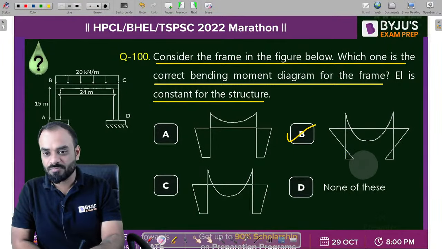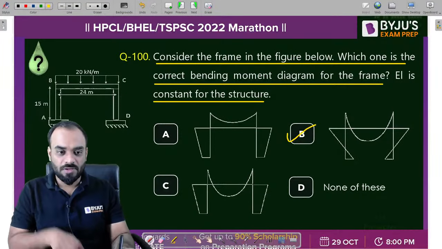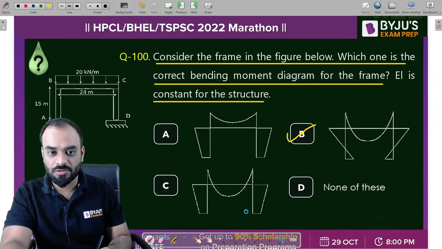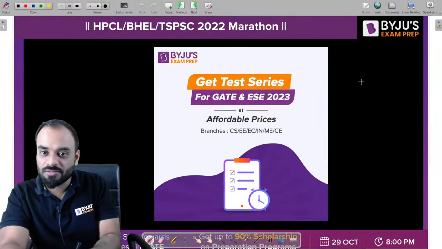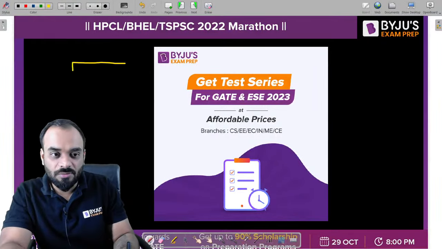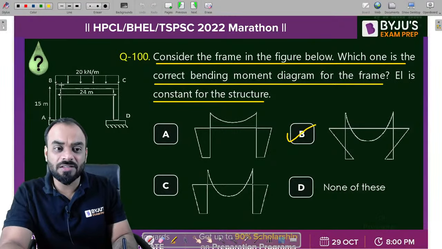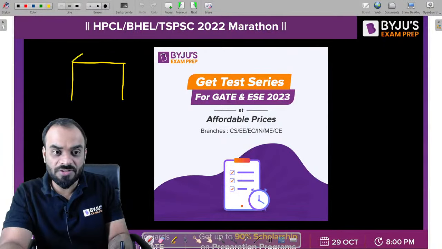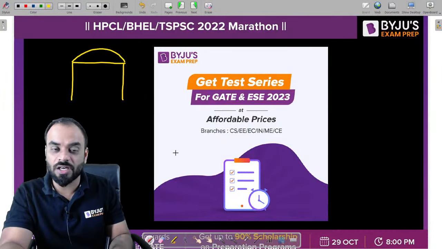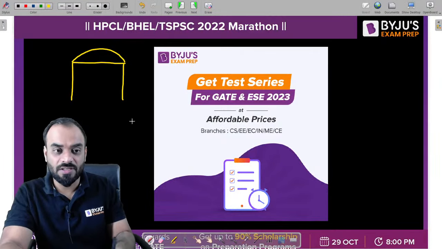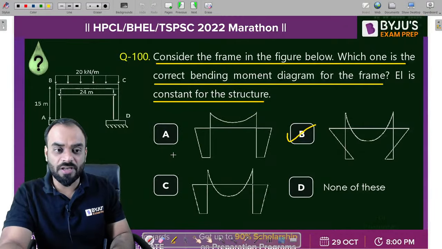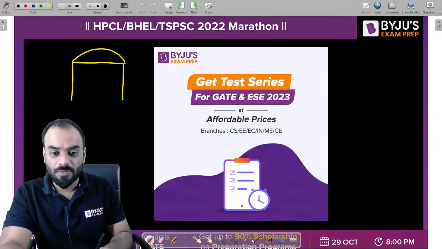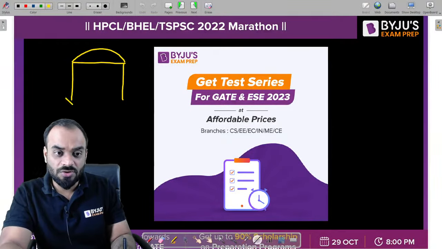Guys, let me show you how to draw the BMD, then you will be able to understand it. You can see here, guys, there is only a UDL placed on the top portion of the structure. The BMD for this one is like this. And if we talk about the rest of them, that is basically our fixed end moment diagram. So the fixed end moment diagram is to be like this.